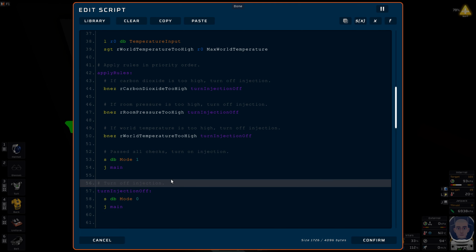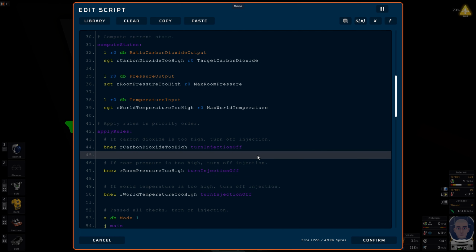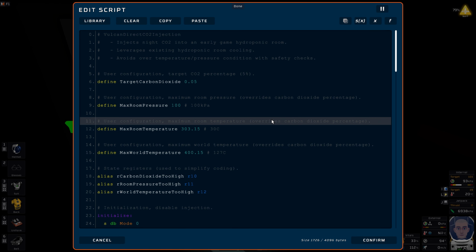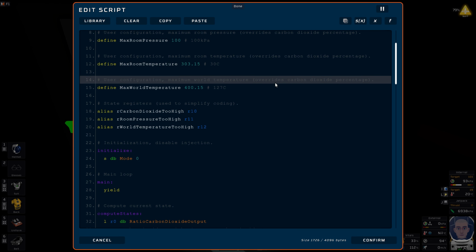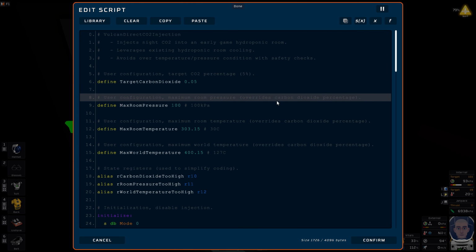And this is a little routine for turning off injection. We set the mode to 0 and repeat. And that's it. A quick little simple script. Very useful for Vulcan scenarios to avoid having to manually drive it or causing a problem where you'll damage your hydroponics.